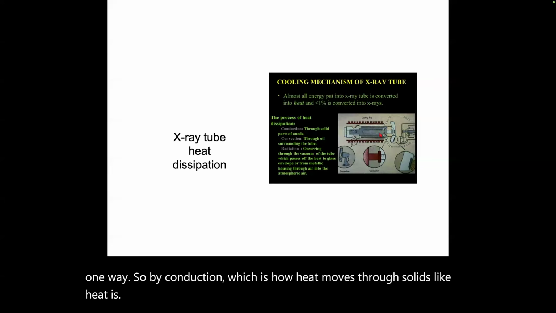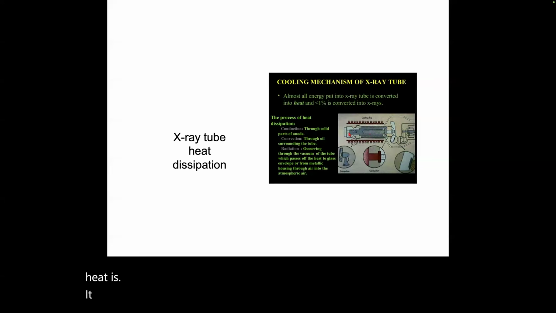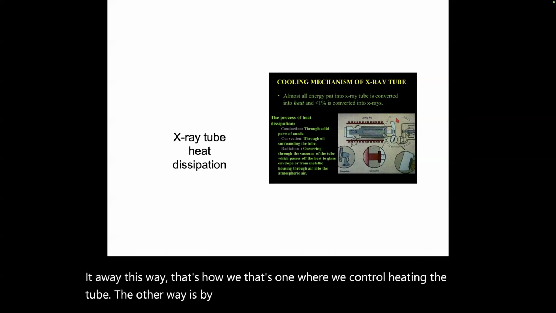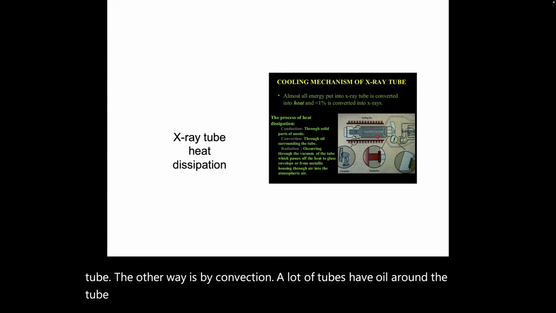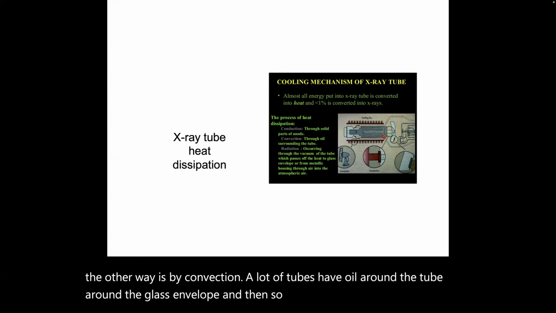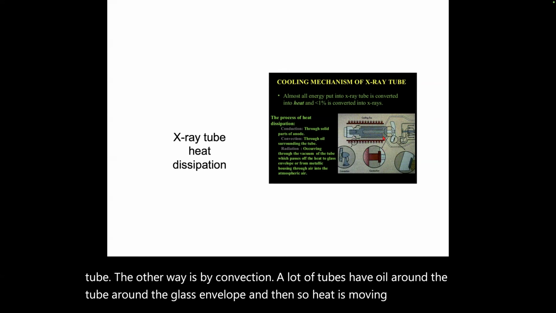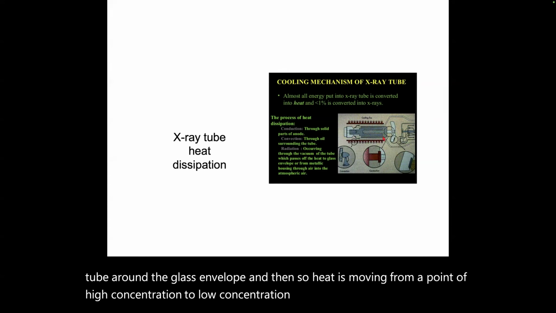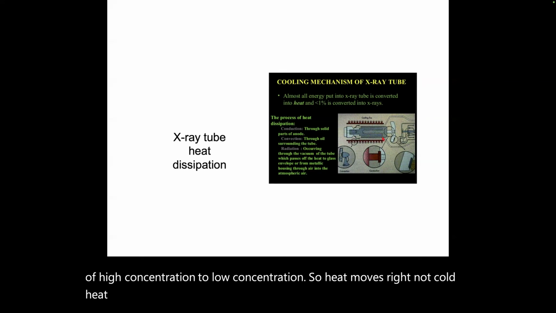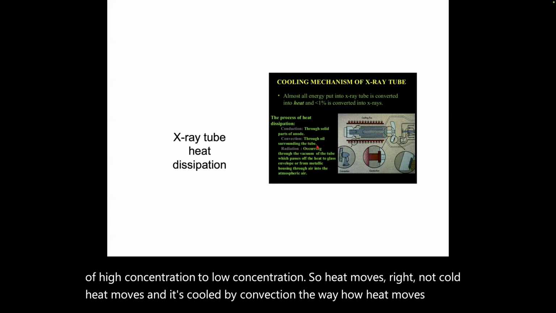So heat is conducted away this way. That's one way we control heat in the tube. The other way is by convection. A lot of tubes have oil around the tube, around the glass envelope. And so heat is moving from a point of high concentration to low concentration. So heat moves, right? Not cold, heat moves. And it's cooled by convection, how heat moves through liquids in this case.